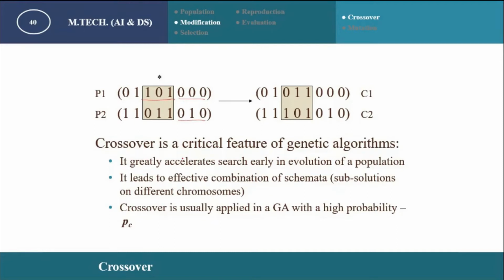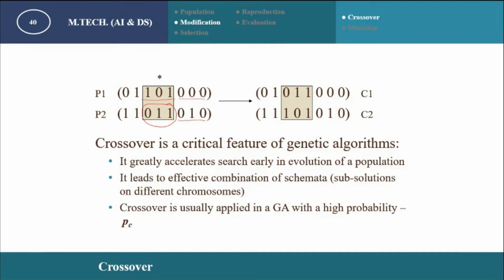So in crossover, what happens is the schemata are recombined. That is, an effective combination of schemata on different chromosomes is done. Suppose this particular schemata, 000, is good, as well as 011 is good. If these two schemata are working well in different chromosomes, then our hope is that if we combine these two schemata together, we will get a better fit individual. That sort of thing is what crossover does.